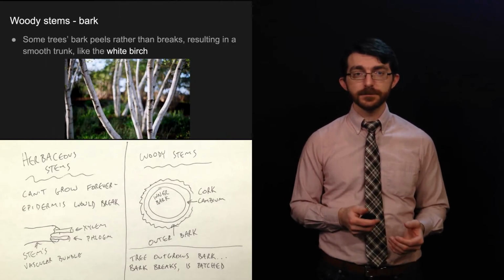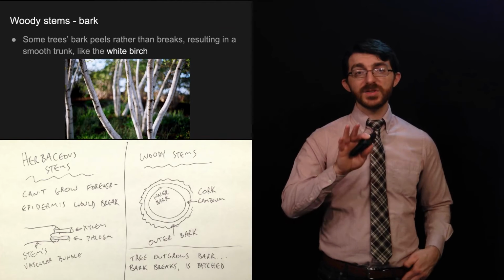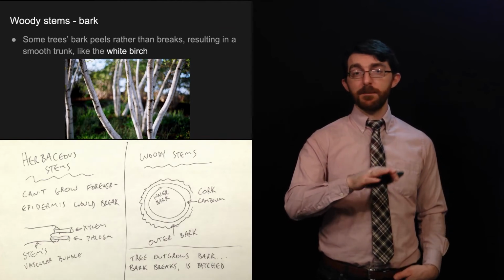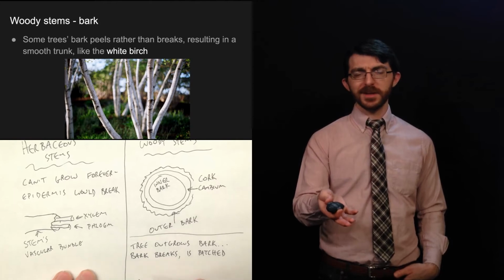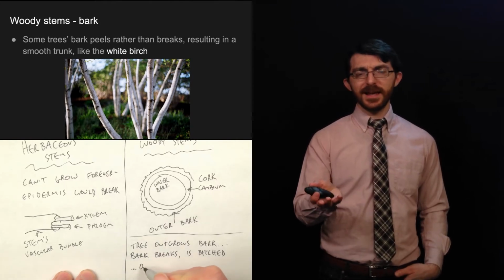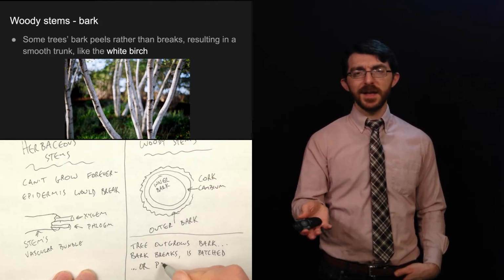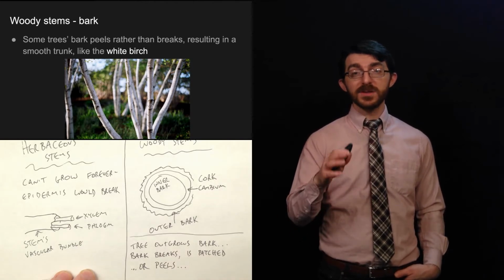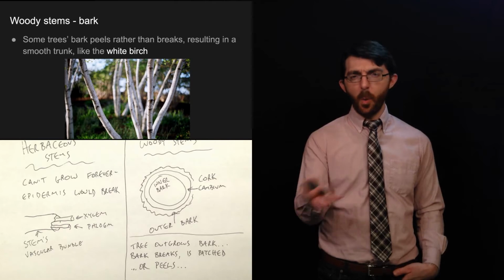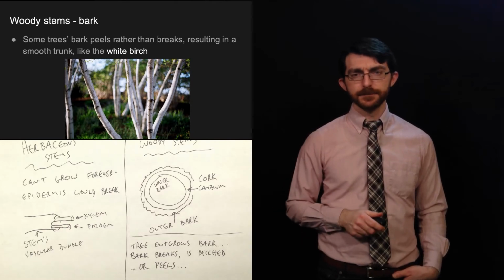Now, there are some trees whose bark peels rather than breaks. You might think of it almost like a snake skin peeling off instead of breaking through. And it results in a smooth trunk, kind of like a white birch tree.